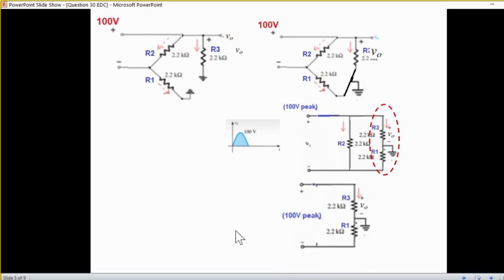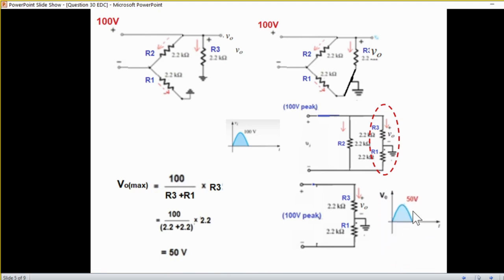We have to find the V out. So by voltage division rule, the total voltage divided by the total resistance, which is R3 over R1, multiplied by the resistance across which we want to find the voltage. So multiplied by R3. And putting now the values, since these are the same, 2.2, 2.2, 2.2, output voltage will be 50 volts. And so the plot will be like this, 50 volt positive. So this is for the first half.